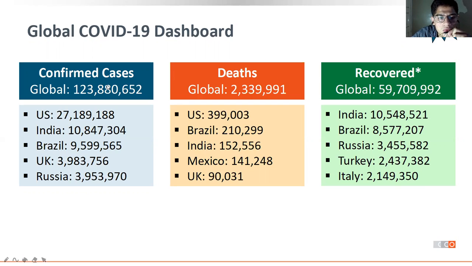There are more than 123 million confirmed cases, and these are the countries with the largest number of confirmed cases. Deaths are around 2.3 million or more, and these are the countries with the most deaths and the most recoveries.